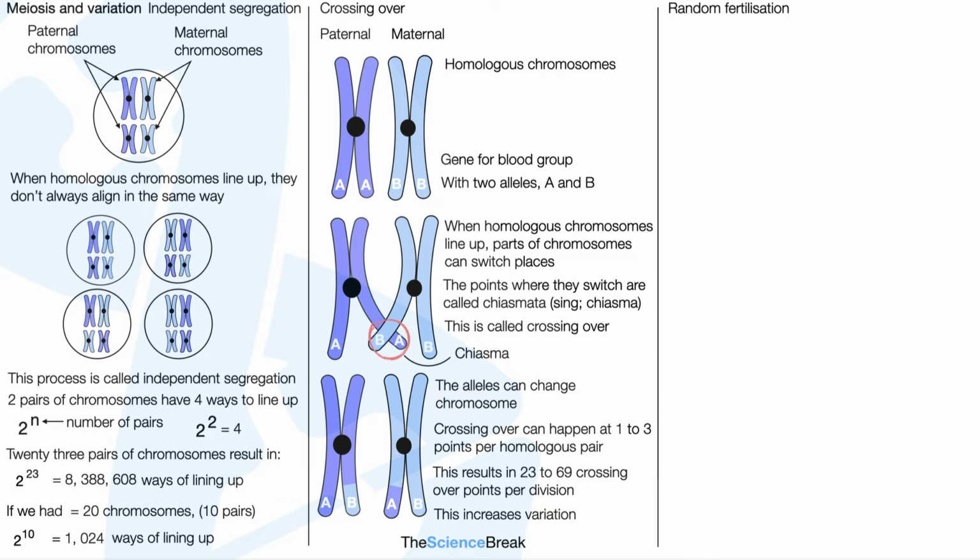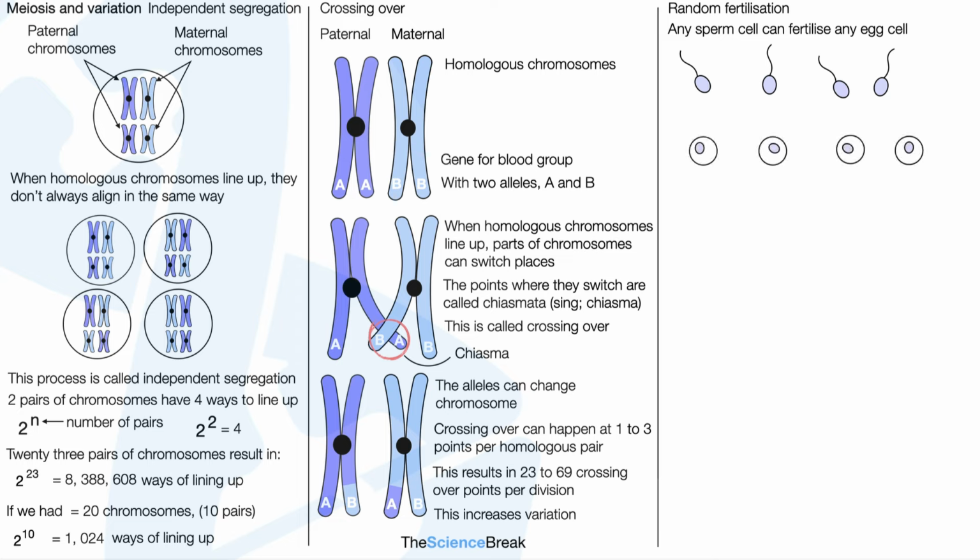We also have the idea of random fertilization. This is after the gametes have been formed. Any sperm cell can fertilize any egg cell. Here are just 4 sperm cells and 4 potential egg cells, but remember, there's potentially millions of sperm cells and potentially thousands of egg cells.